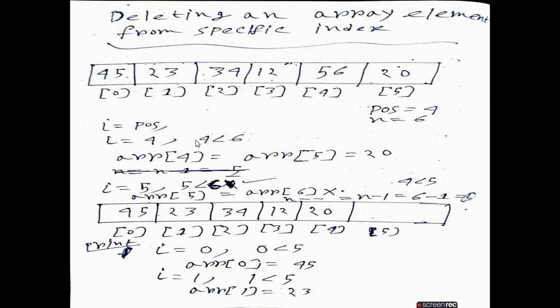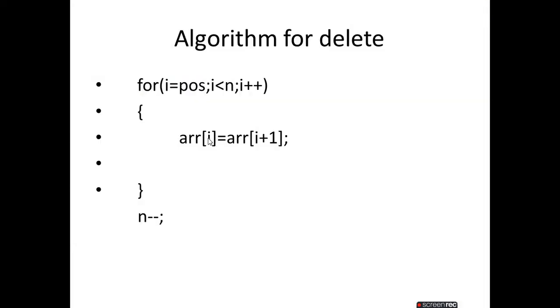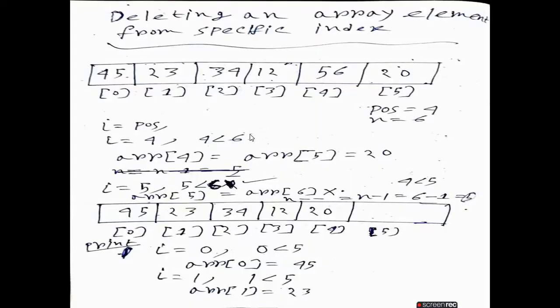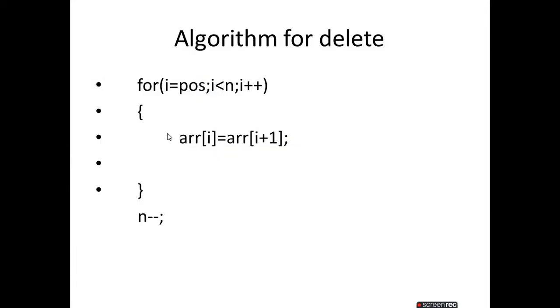i less than n. What is the i value? 4. What is the n value? 6. Check if 4 is less than 6. Yes. The condition is true, so what do we perform? Arr of i, where i is 4. That means arr of 4 is assigned arr of 4 plus 1, which is arr of 5. In a simple way, the fifth index element is stored on the fourth index. Basically, it is an overwrite.